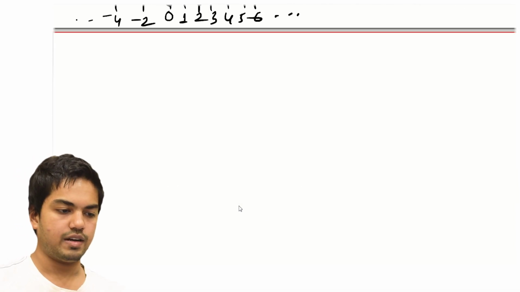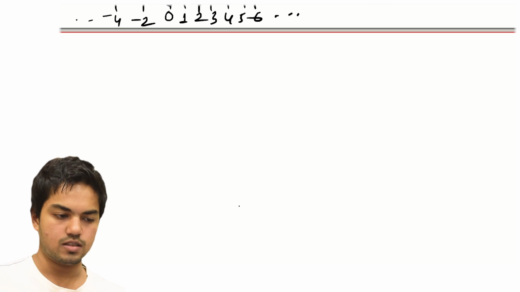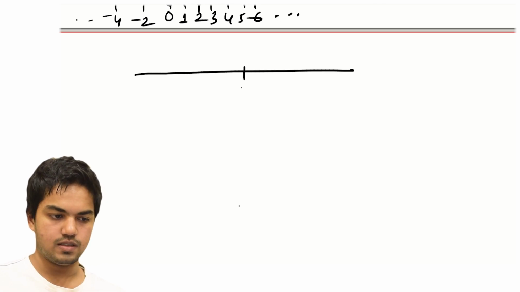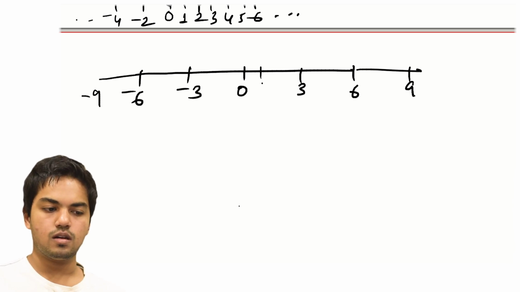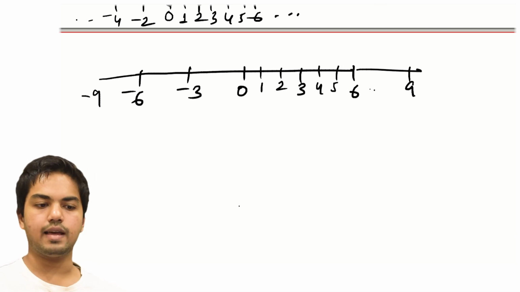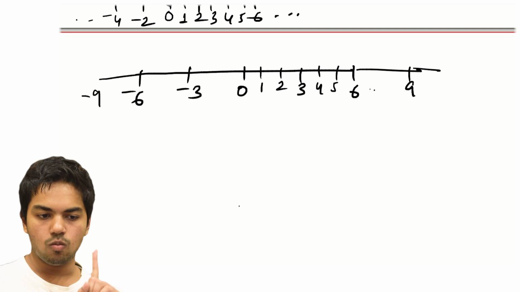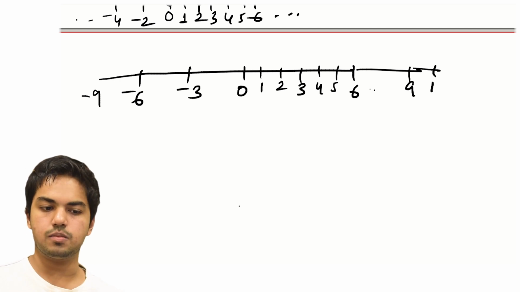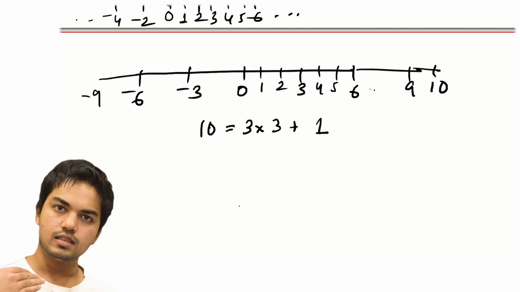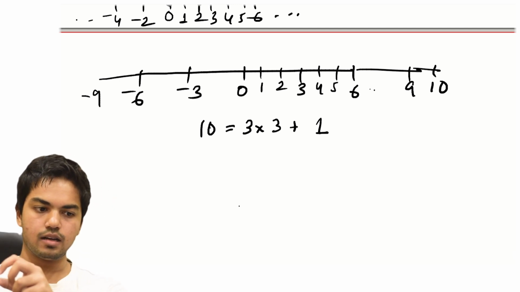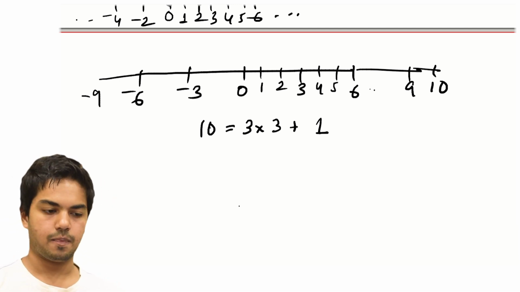If I take the example of 3 rather than 2 to make things clear, you have 0, 3, 6, 9 in this direction, minus 3, minus 6, minus 9, and so on. We have 1, 2, 4, 5, and so on. If I ask where's 10, I can say 10 is 1 plus the third multiple of 3. I hope you understand what I'm trying to say here. So I can consider any number and locate it with respect to the multiples of A.